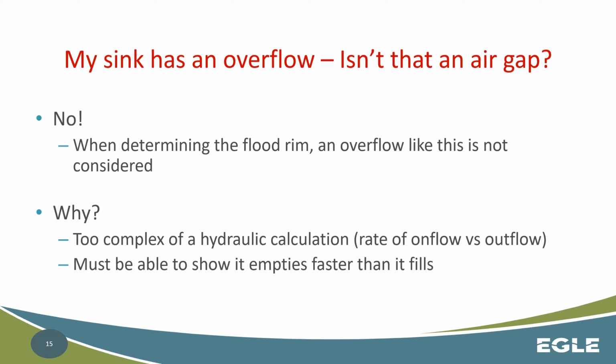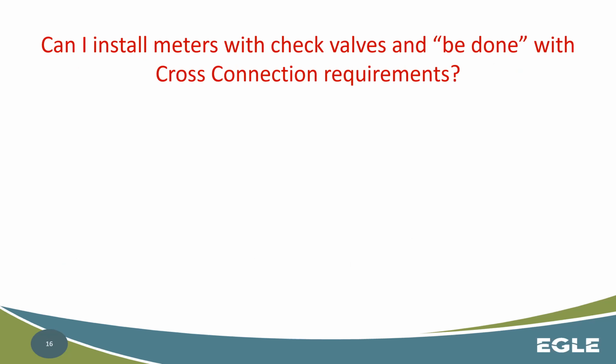So the air gap is when the sink faucet is at least 2 times its discharge diameter above the flood rim of the sink. Does that make sense? The flood rim is just how high the sink is. It's too much to try to calculate. Like I said, that's a lot to do. To be honest with you, and I'm the math guy in quotes at the state, I would probably struggle to figure that out, at least initially. Can I install meters on check valves and be done?